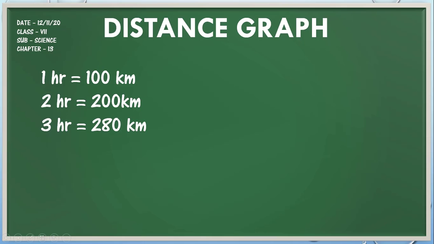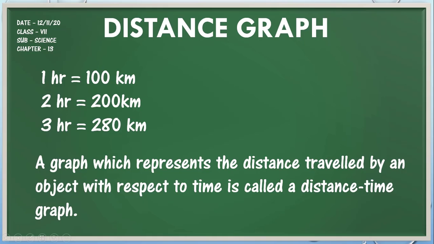For example, if we have any object or any person whose traveling time and distance is known, like in 1 hour the person or the object covers 100 kilometers, in 2 hours it covers 200 kilometers, or maybe in 3 hours it completes 280 kilometers. Now if we want to represent the same data graphically, it becomes a distance time graph, as it has the data about the distance and the time as well. So that is why it is called a distance time graph.